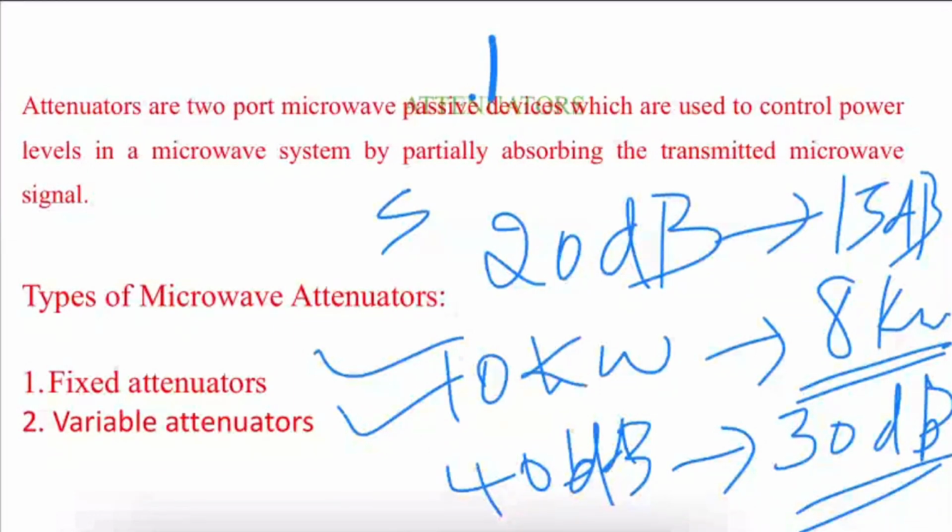Okay, so there are two types of attenuators. One is the fixed type of attenuator and the other one is the variable type of attenuator. A fixed attenuator is one where the level of attenuation is fixed, whereas a variable attenuator is one where the attenuation level can be varied in accordance with the requirement.